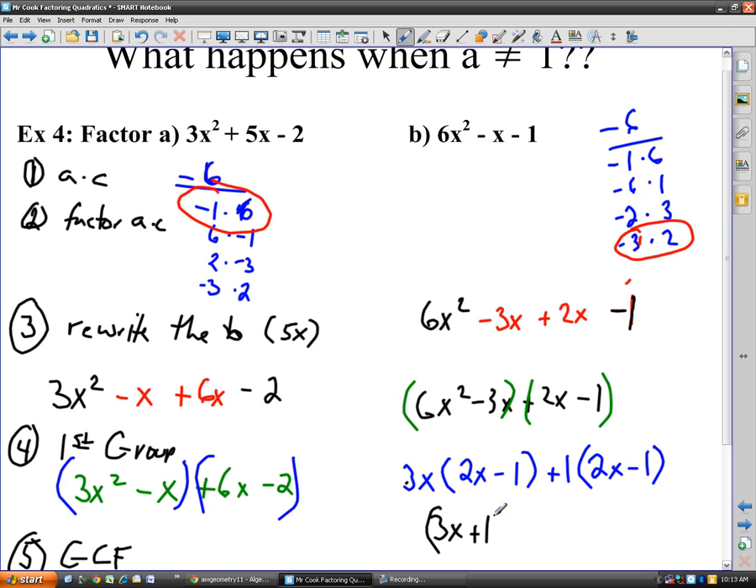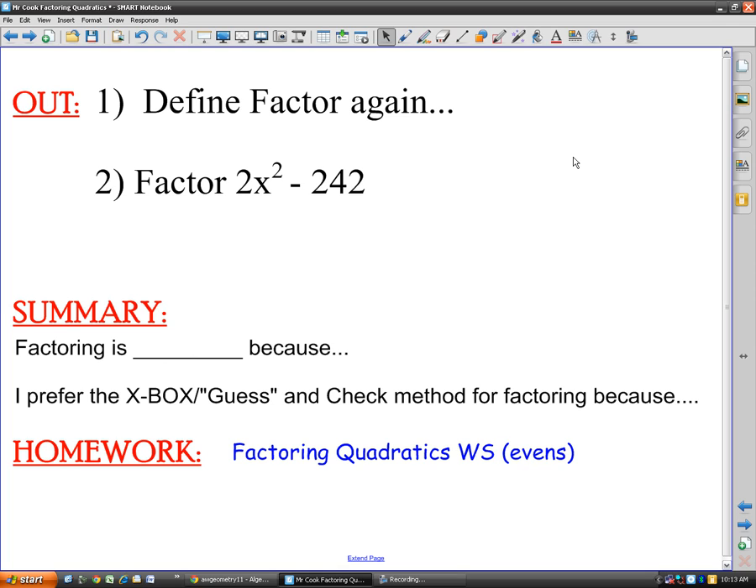All right, so moving along. Define a factor again. Factors are things that multiply together, and if I want to factor this guy, I'm first going to pull out my greatest common factor, which is 2, which gives me x squared minus 121.